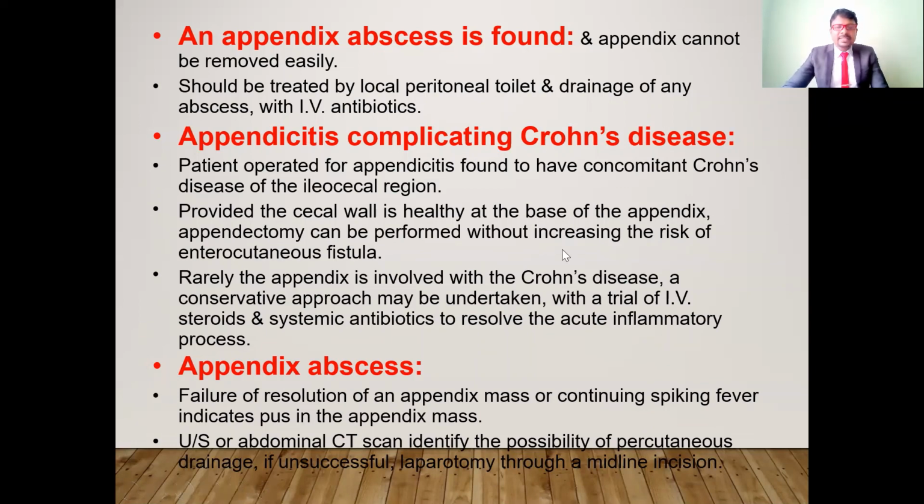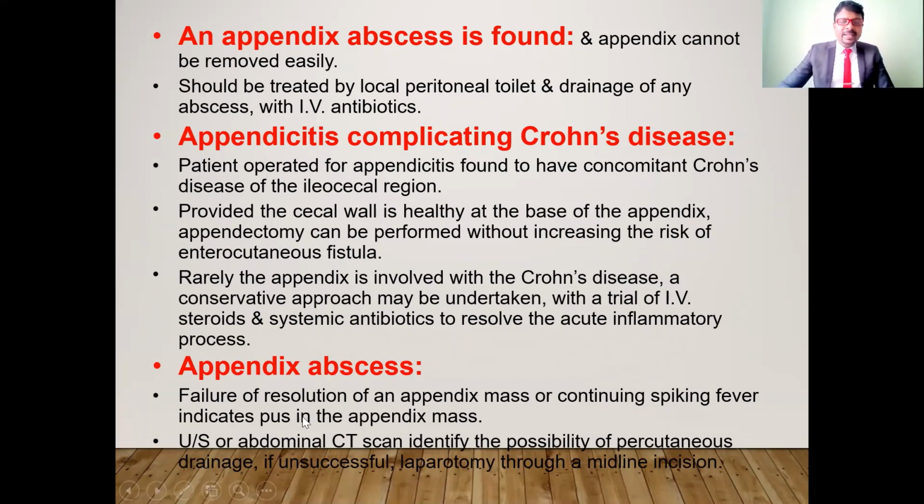Next one is appendicitis complicating Crohn's disease. So it's nothing but a disease of the colon. The patient is operated on for appendicitis and found to have concomitant Crohn's disease in the ileocecal region. Provided the cecal wall is healthy at the base of the appendix, appendicectomy can be performed without increasing the risk of enterocutaneous fistula, which may occur in anybody with Crohn's disease. So in those conditions also, surgeons are going to decide to remove the appendix.